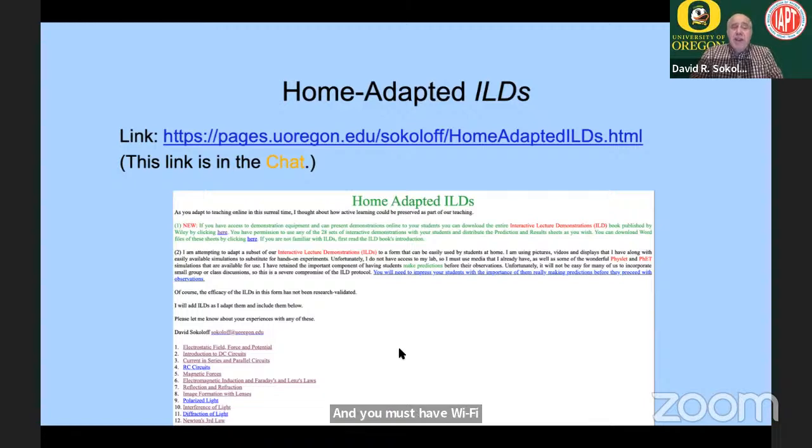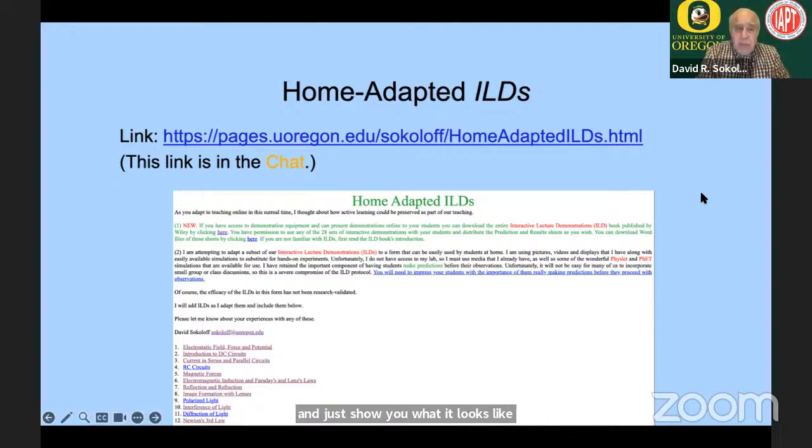And in your chat is this link. This is the link to home adapted ILDs. You'll see that if I click on this link, it goes to this page. And this is the home adapted ILD page. And I'm gonna close this for the moment and just show you what it looks like.